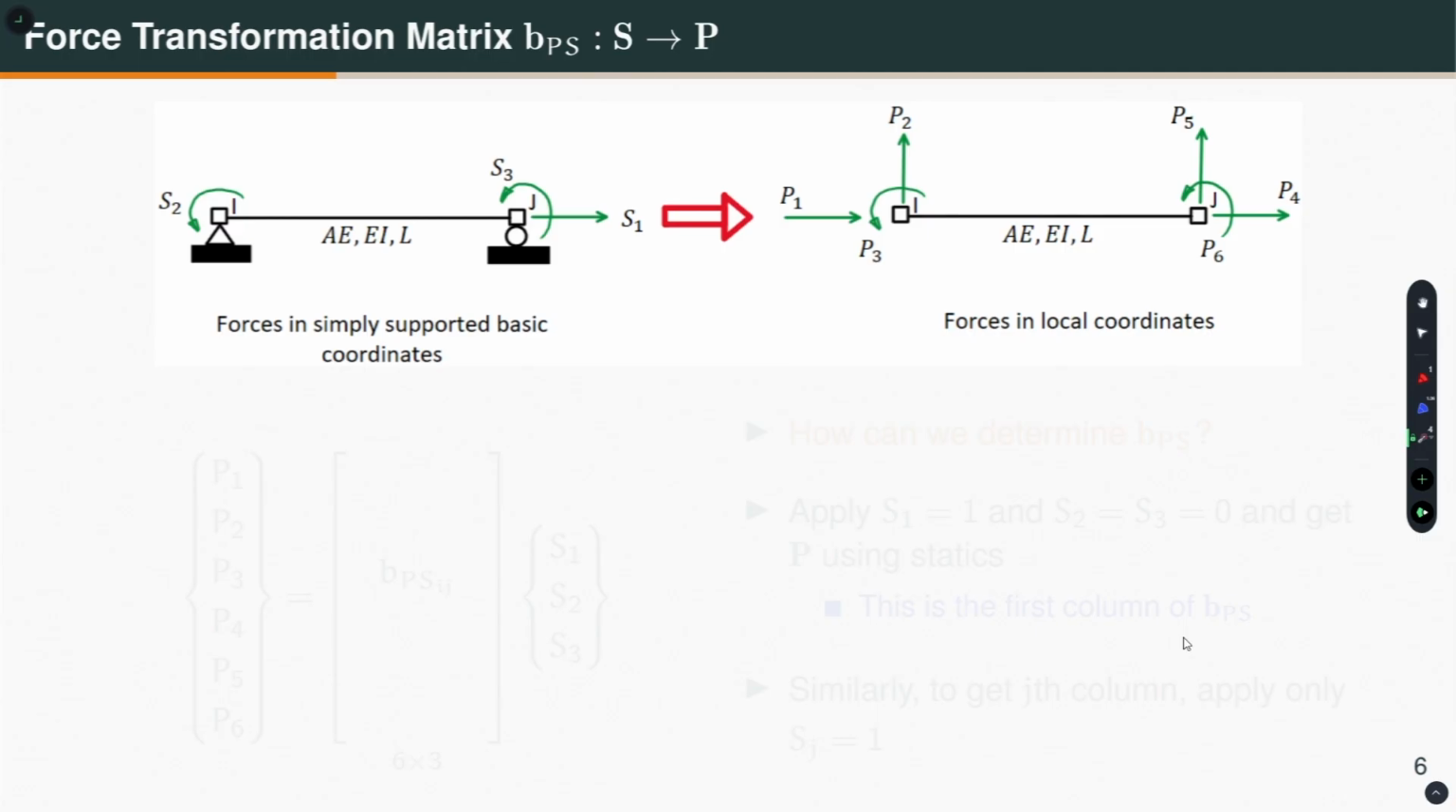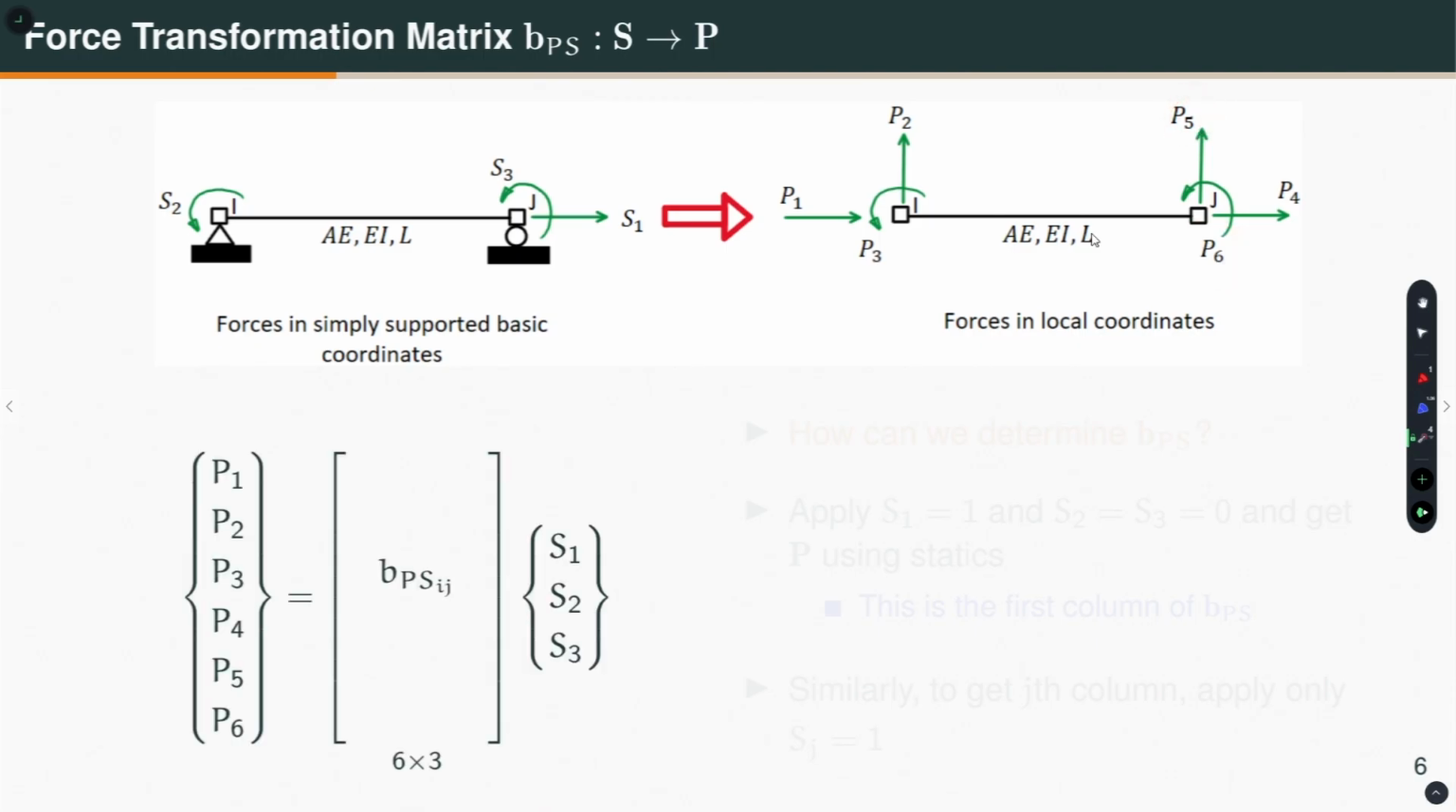So, let us look at the transformation matrices between basic and local coordinates. How do we do that? Here I am showing this picture again, now only showing the forces: S1, S2, S3. Remember, this is axial force, this is a moment, this is another moment. I want to then transform them to P1, P2, P3, P4, P5 and P6. How do I do that?